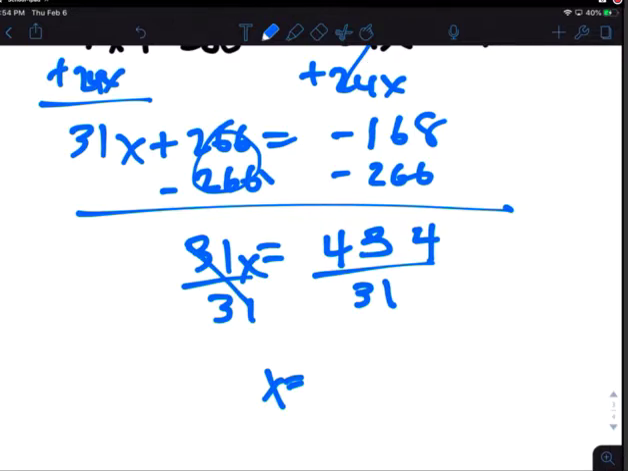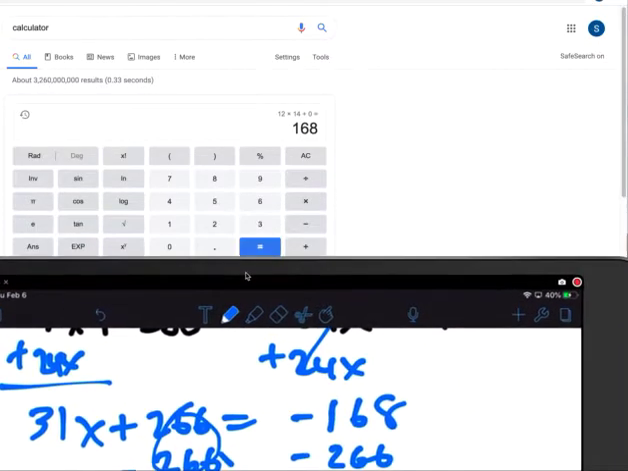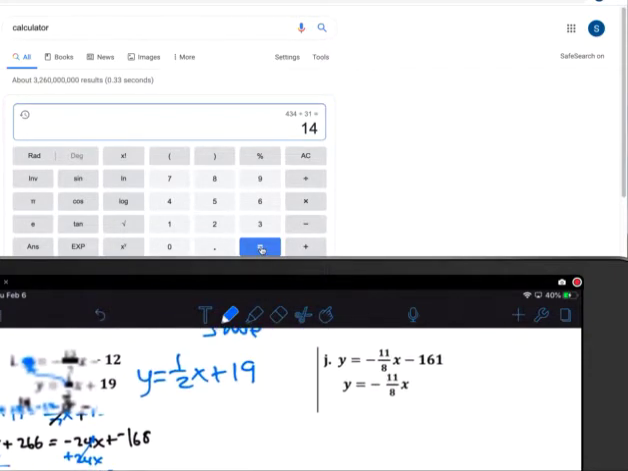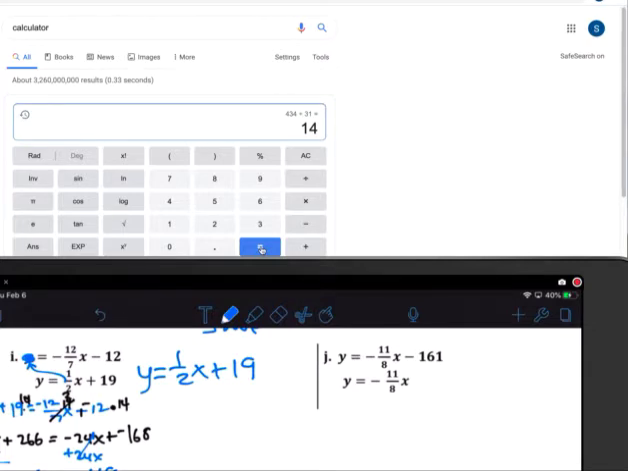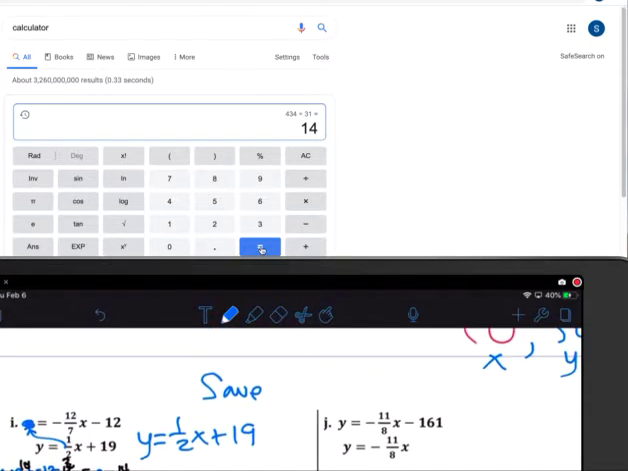Use your calculator again. 434 divided by 31. Oops. This is why I don't like this one. 434 divided by 31. 14. Okay, so our solution is at 14 and the other number.